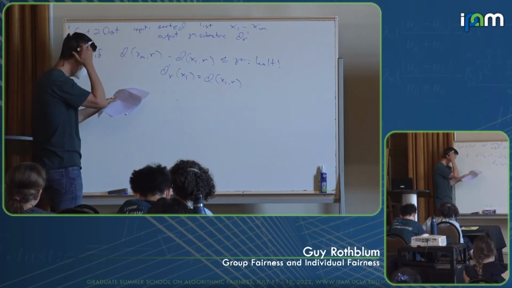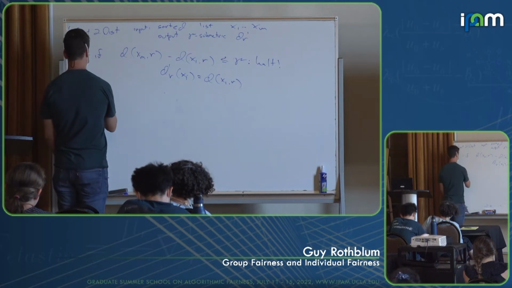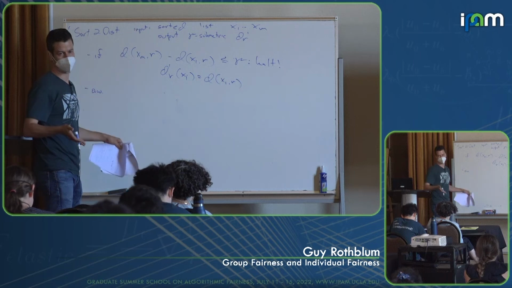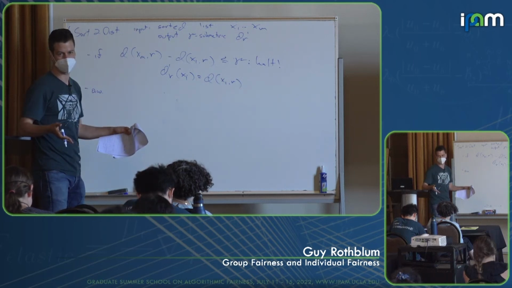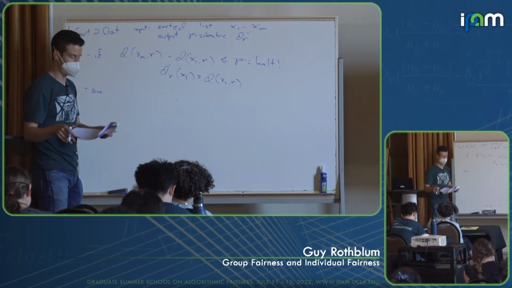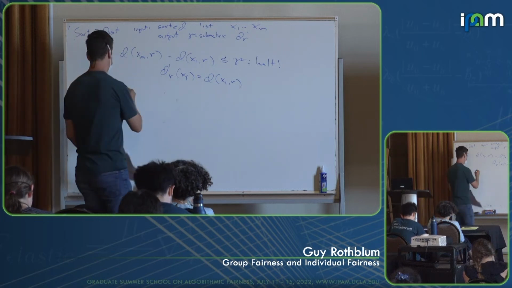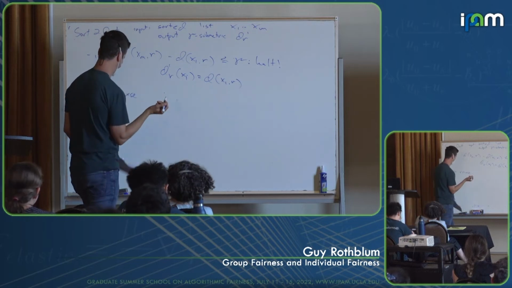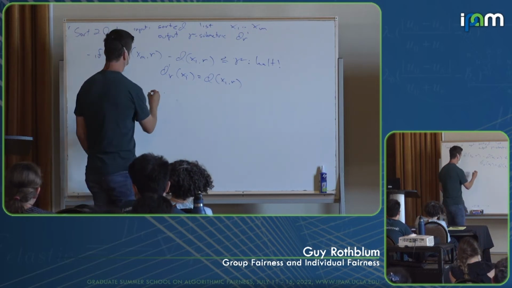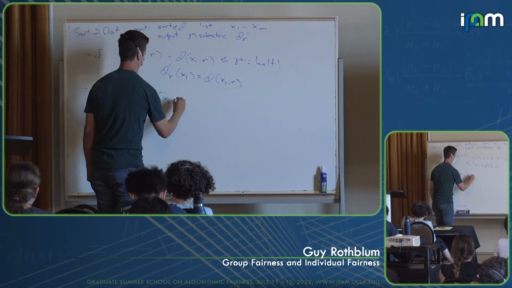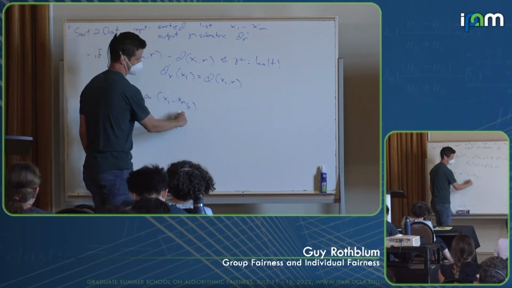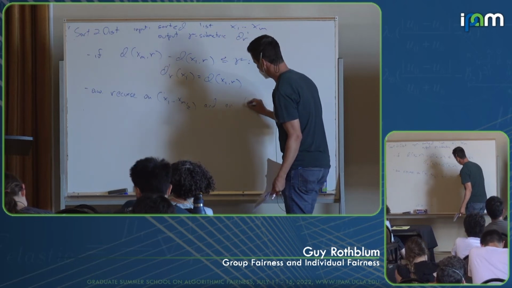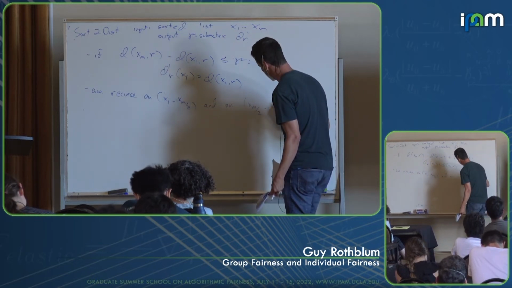Otherwise, what can I do? I'll just recurse. I'll chop this collection of individuals in half, and recurse on the left half and the right half. So otherwise, I'll recurse on x1 through x m over 2, still sorted, and on x m over 2 up to xm.